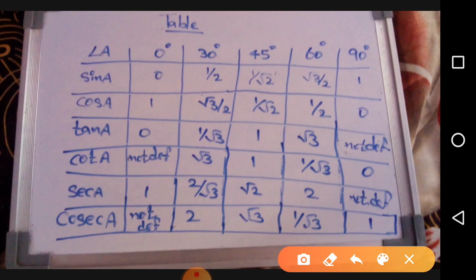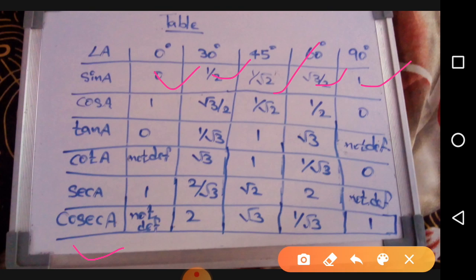Sine 0 is 0 always, and sine 30, as we have proved, is 1 by 2, and sine 45, as we have seen, is 1 by root 2. Similarly, sine 60 is root 3 by 2, and sine 90, this you have to remember, as we have not proved. Even though there is a methodology, from the exam point of view it is not asked, so let it be, just do remember. And at the same time, once you understand sine A, simultaneously jump on to cosecant A, that is the inverse of sine A.